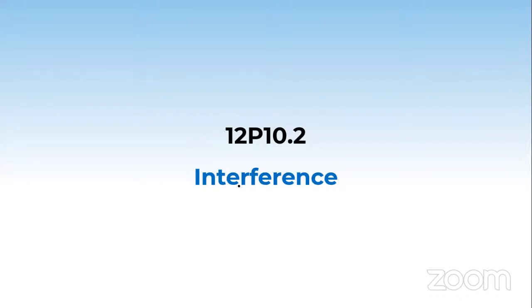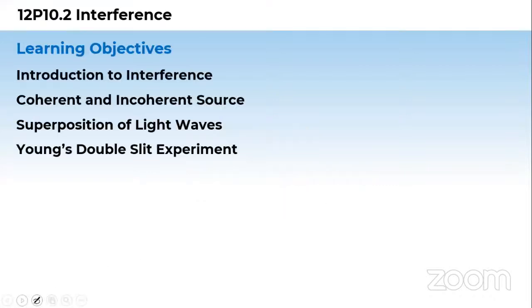So in the previous class, what we studied? In the previous class, we have studied this topic, that is interference. So now let us see the contents of that part. In yesterday's class, we have gone through the introduction to interference.